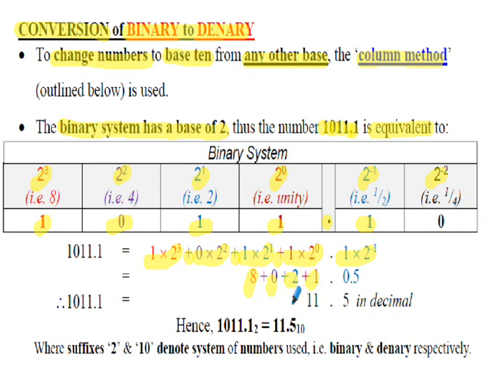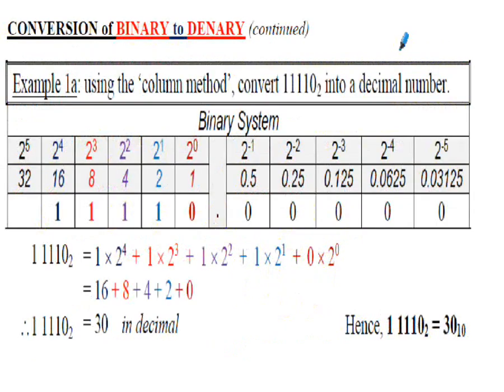So to the left of the decimal point, we get 11. To the right of the decimal point, we get 0.5. So in other words, the binary number 1011.1 can be written as 11.5 in denary. Conversion of binary to denary continued.